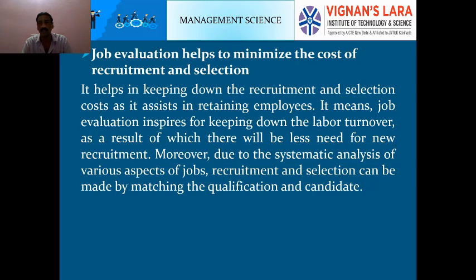Moreover, due to the systematic analysis of various aspects of jobs, recruitment and selection can be made by matching the qualification and the candidate. That means here the cost of recruitment can be reduced. Why? Because position and need can be compared through job analysis. It is a bridge. A bridge can be maintained between the need and the employee. That is called need of the job, result of the job, characteristics of the job. How can it be known? With the help of job evaluation.